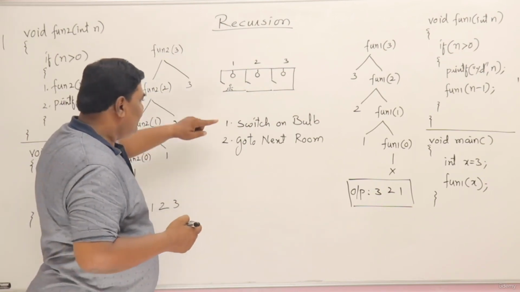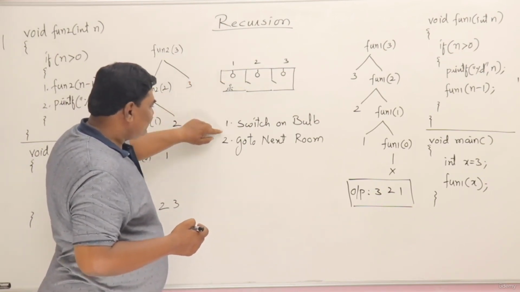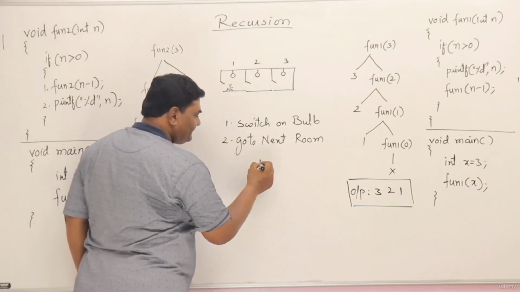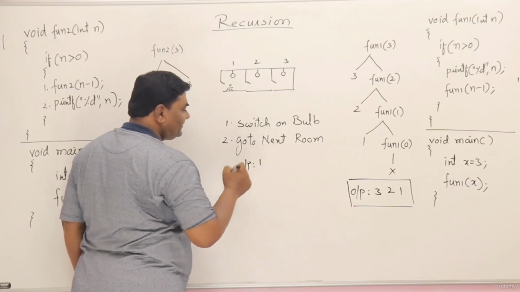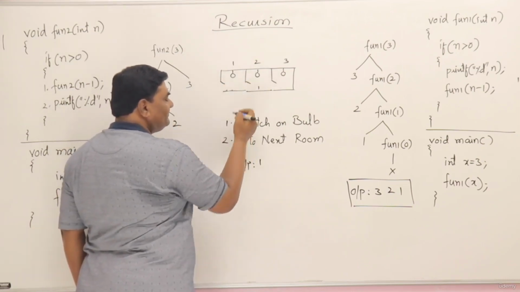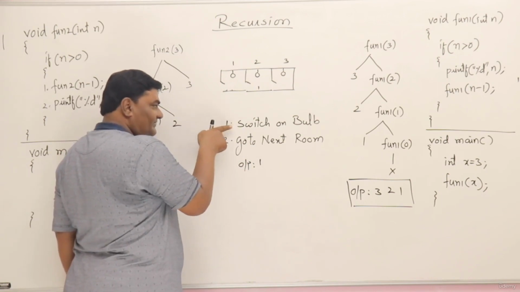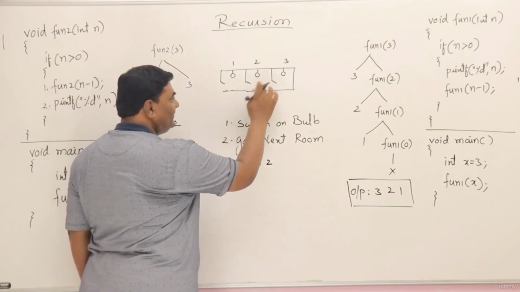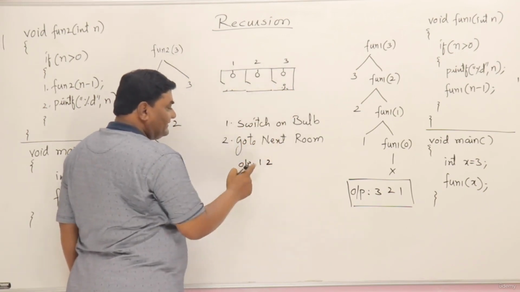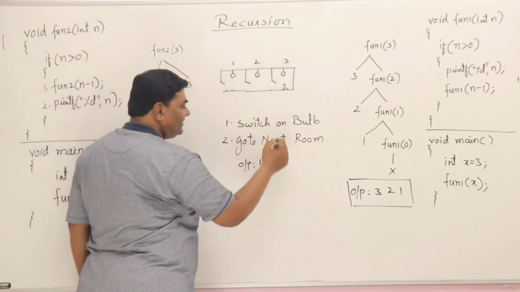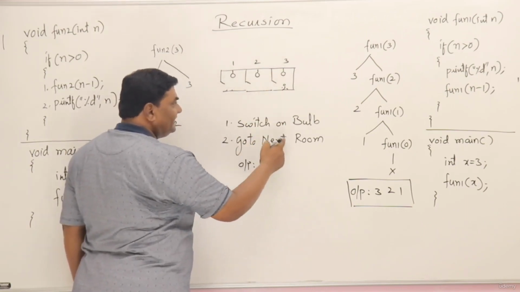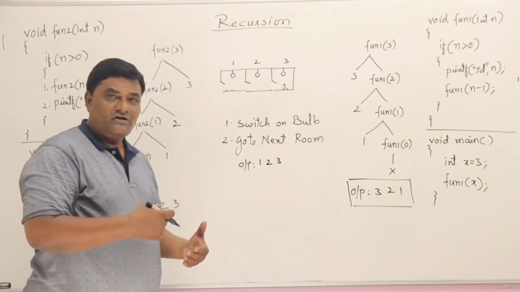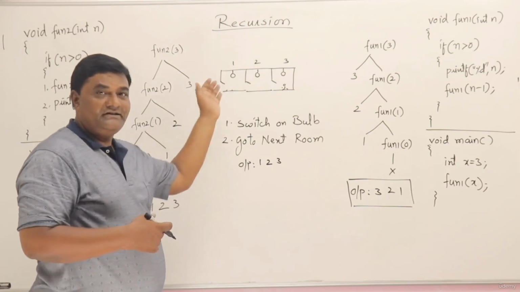Let us check. You will switch on the bulb, first step. Second step, you will go to the next room. So the first bulb that you have switched on is 1. Let us call it the output. Then you will enter into the next room. Then here what will you do? Again recursively, switch on the bulb. So you will switch on the second bulb and then go to the next room. Then in this room again the first step is switch on the bulb. So you will switch on the third bulb and go to the next room. There is no next room further. So it was more like a recursive call, a function calling itself again and again.